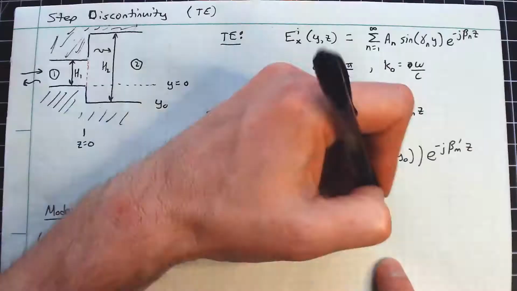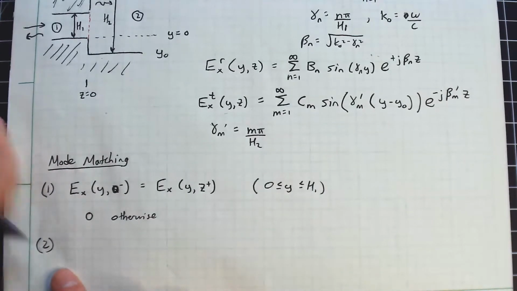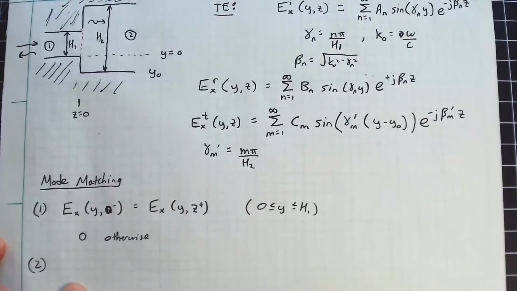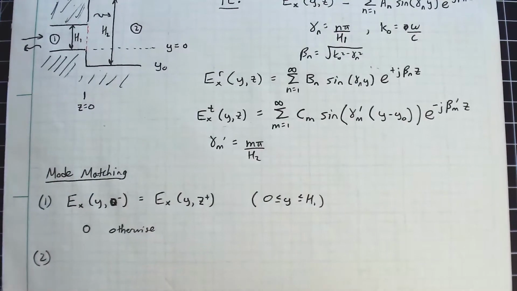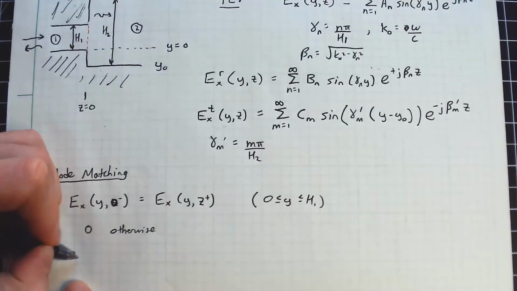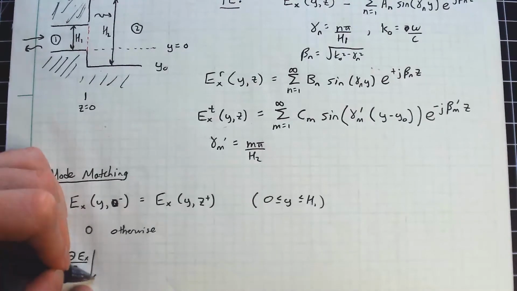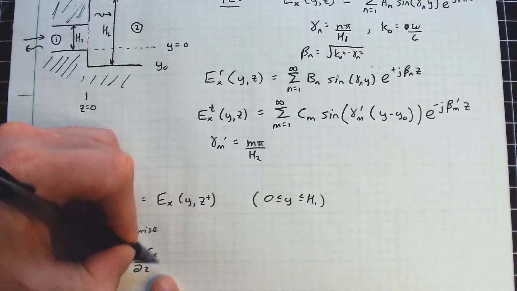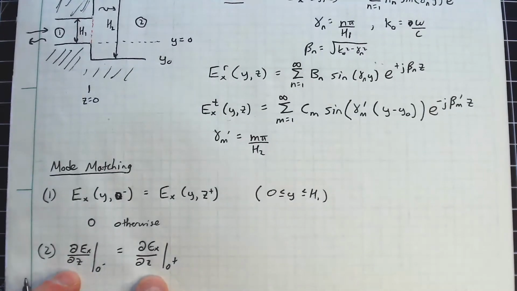And then I'm going to have another boundary condition. Technically, the magnetic field is also going to have to be continuous. But it turns out mathematically, because there's no dielectrics or anything, there's a much simpler way to impose that boundary condition. And that is the partial derivative of my E sub x with respect to z at 0 minus is equal to my partial derivative with respect to z at 0 plus. Okay, so the normal derivative is going to have to be continuous as well.